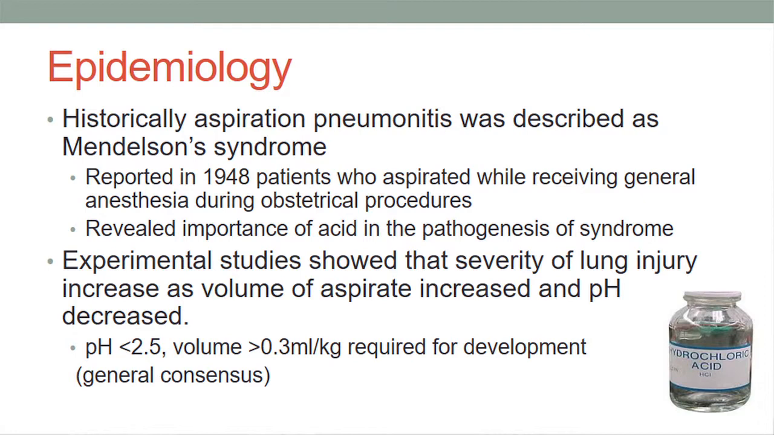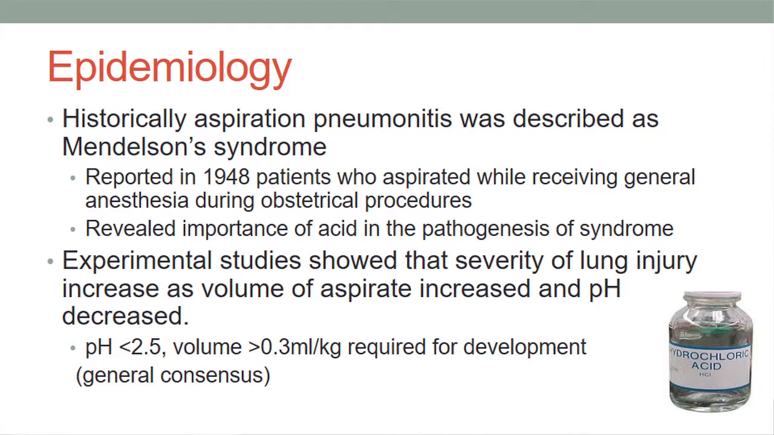And so epidemiology-wise, historically, aspiration pneumonitis was described as Mendelssohn syndrome. In the Mendelssohn series, about 61 young patients who were otherwise healthy, who were receiving general anesthesia during obstetric procedures, had aspirated. In this study, they recovered essentially within 36 to 48 hours with no clear permanent sequelae, despite the initial severity of the illness. And this study also revealed the importance of acid in the pathogenesis of the syndrome.